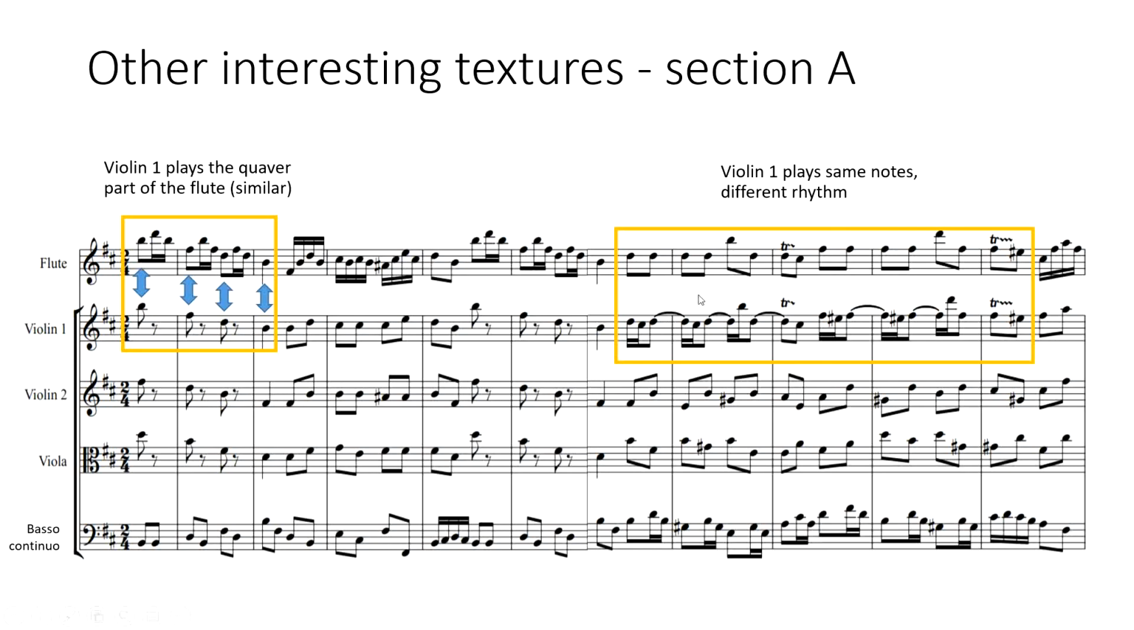If we look a bit later, when we have the sequence, you may notice that violin 1 and the flute play the same notes. However, violin 1 is playing different rhythms. We can see they're still playing the same trills, playing the same notes. It's just very different in the sense that violin 1 is now playing a different rhythm compared to the flute. So there is another example.